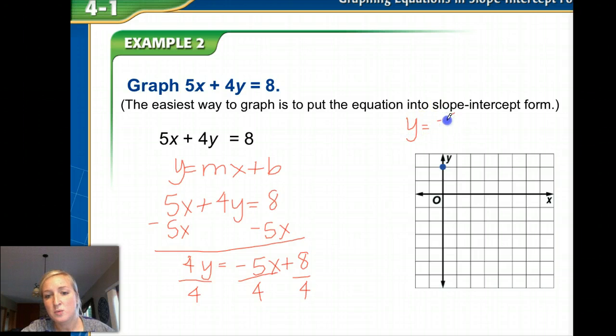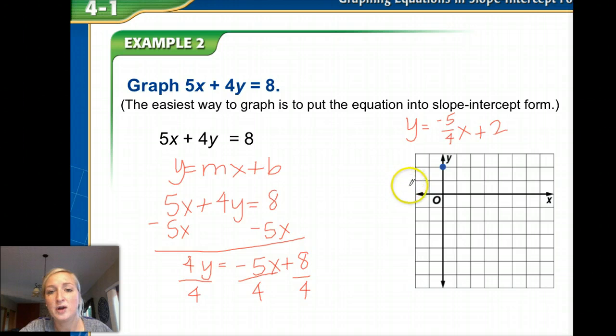Remember, this is the reason why we always keep slope in fraction form. We don't need to simplify it. It's not negative 1 and 1/4. We don't leave it as a decimal. We leave it as a fraction, either improper or just as a regular fraction. And then 8 divided by 4 happens to be positive 2.